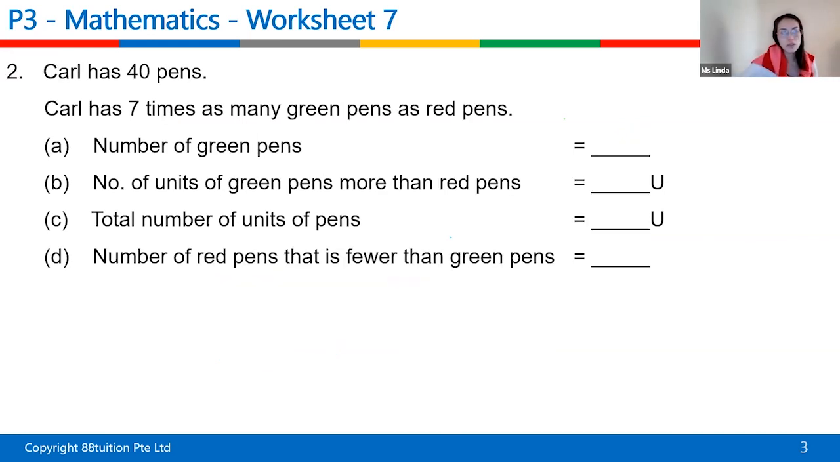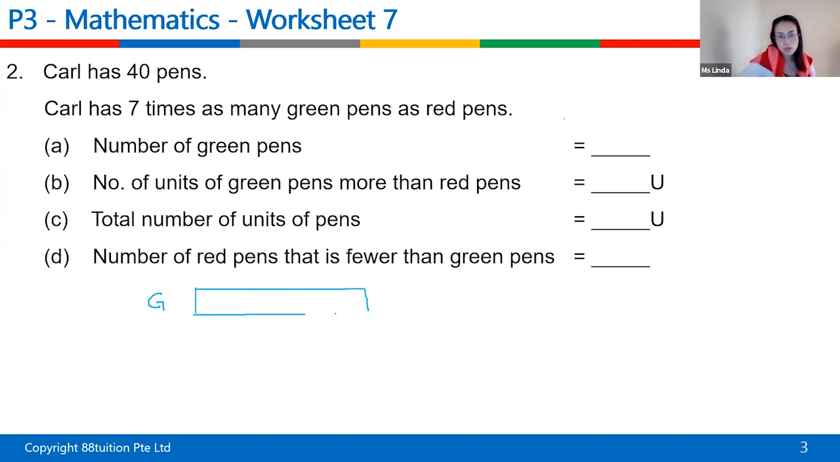Very good. Next one, number 2. Shall we try this? Now, as the number go bigger, you might not be able to draw, but at least they're using just 1 digit number, so it's quite easy. So if Carl has got 7 times as many green as red, so same thing, second question, different question already, okay? So I'm going to draw 7 units.